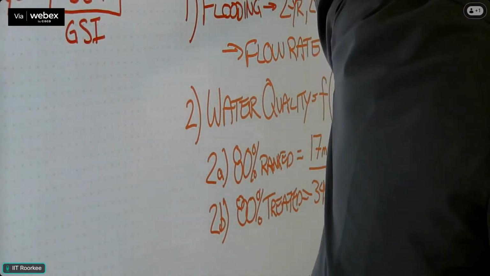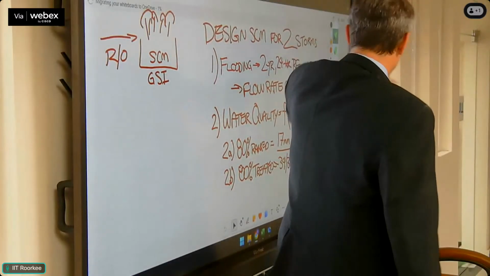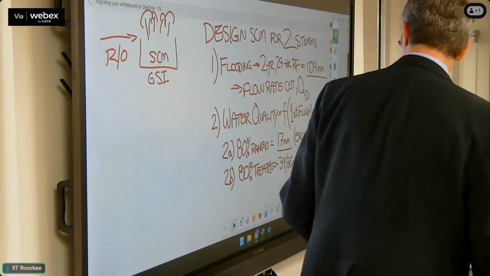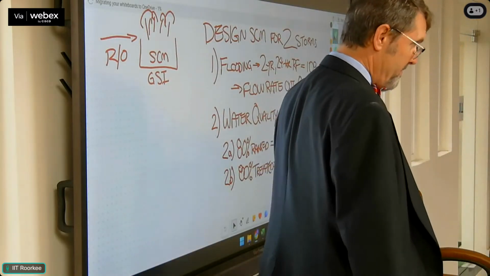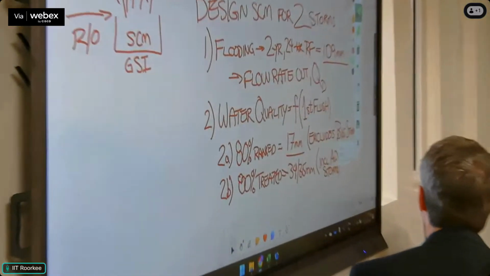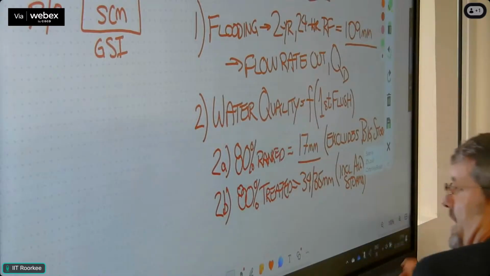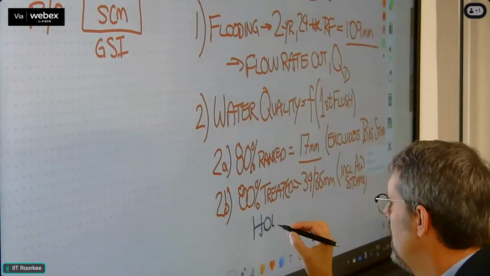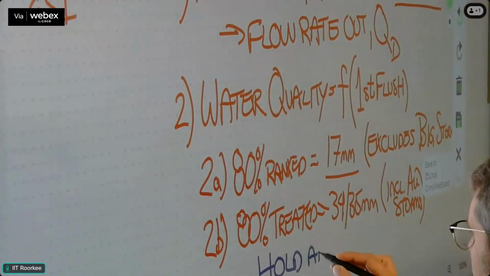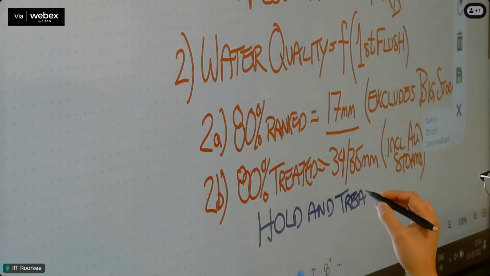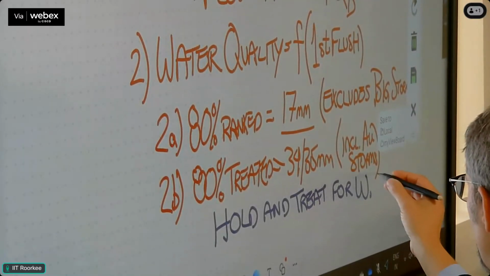So we're treating for flow only, 109 millimeters, but the water quality volume, this either 17 millimeters or 34, 35 millimeters, this is the volume that you will, this is an important volume. This is the volume that you will hold and treat for water quality.